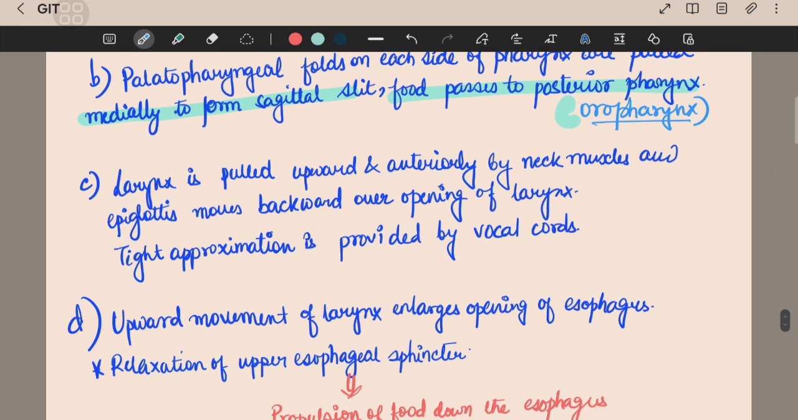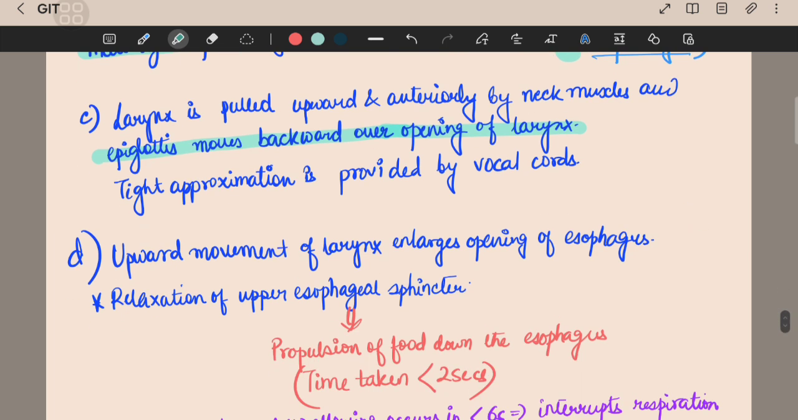So the larynx is pulled upwards and anteriorly by the neck muscles. Which muscles play the important role, you know very well. What will happen is that the epiglottis will move backward, and that will close the opening of the larynx into the trachea. That region should be blocked, because the epiglottis is that muscular fold present there, and that fold should be closed. The epiglottis closes the trachea so that the food does not enter the trachea or the windpipe. And this tight approximation is provided by the vocal cords.